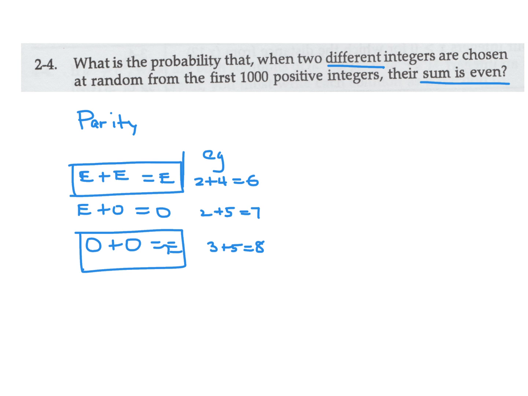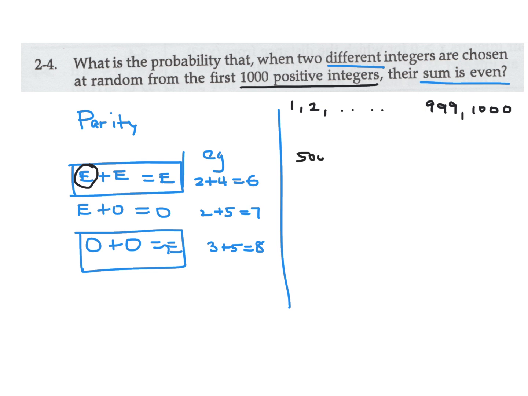Okay, I think I can do that. So let's see what happens here. So I want first an even and an even. So the probability of choosing this guy from a pool of the first 1,000 numbers, so 1, 2, all the way till 999 and 1,000. Okay, so half of those are going to be even. So half, I'll just put it as 500 over 1,000 to choose this guy.